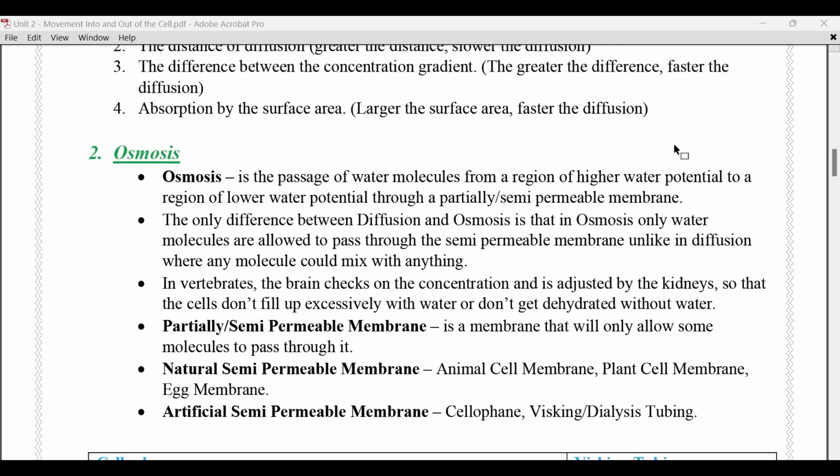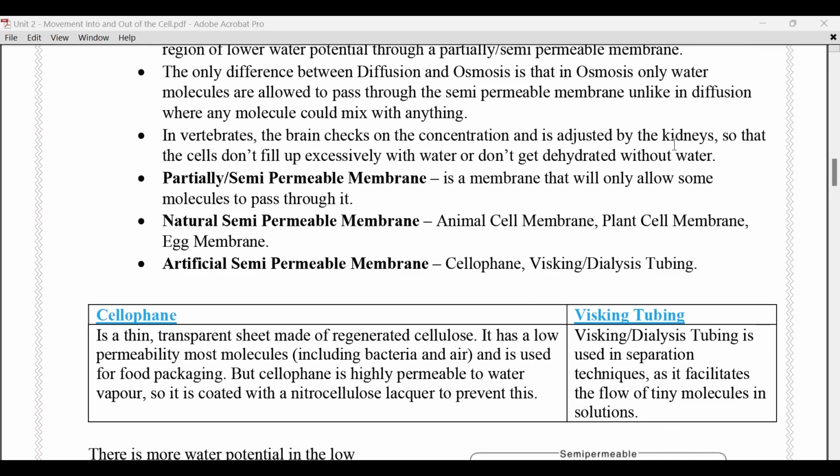Semi-permeable or partially permeable membranes are those that only allow certain molecules to pass through them, and can be categorized into natural semi-permeable membranes, which include animal cell membrane, plant cell membrane, egg membrane, etc., and artificial semi-permeable membranes, which include cellophane, visking, or dialysis tubing. For those who do not know, cellophane is a thin, transparent sheet of regenerated cellulose, which is highly permeable to water vapor, so it's coated with a lacquer to prevent it. And visking tubing or dialysis tubing is also a partially permeable membrane that allows passage of tiny molecules, for instance, water molecules.